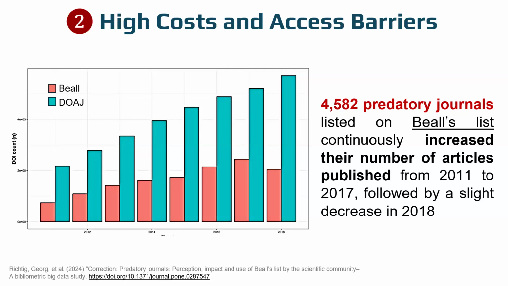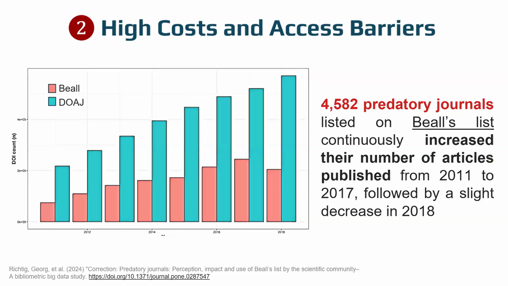According to this list, more than 4,000 predatory journals increased their number of articles published from 2011 to 2017. So you could correlate this: as these big publishers increase their article processing charges, these predatory journals are thriving because more and more authors are looking for more affordable options and unfortunately falling prey to these predatory journals.